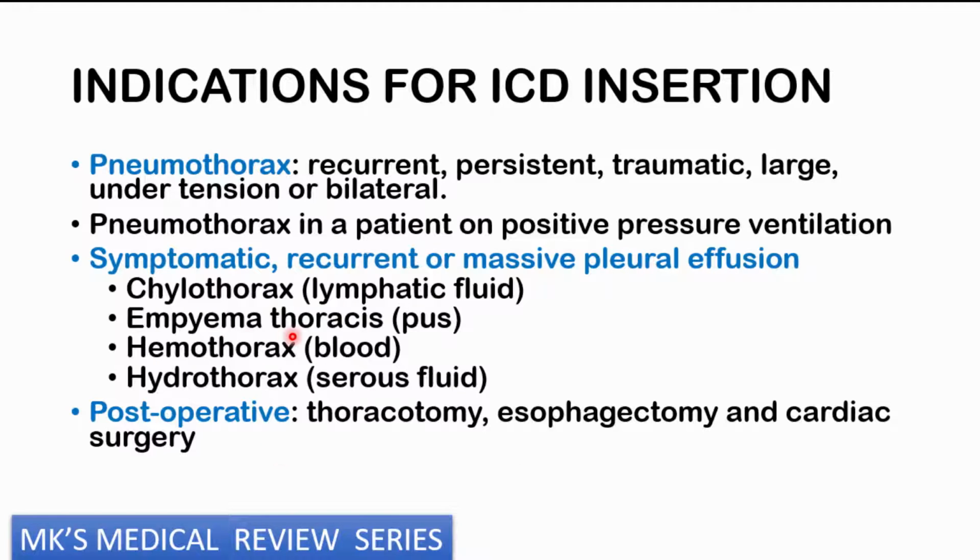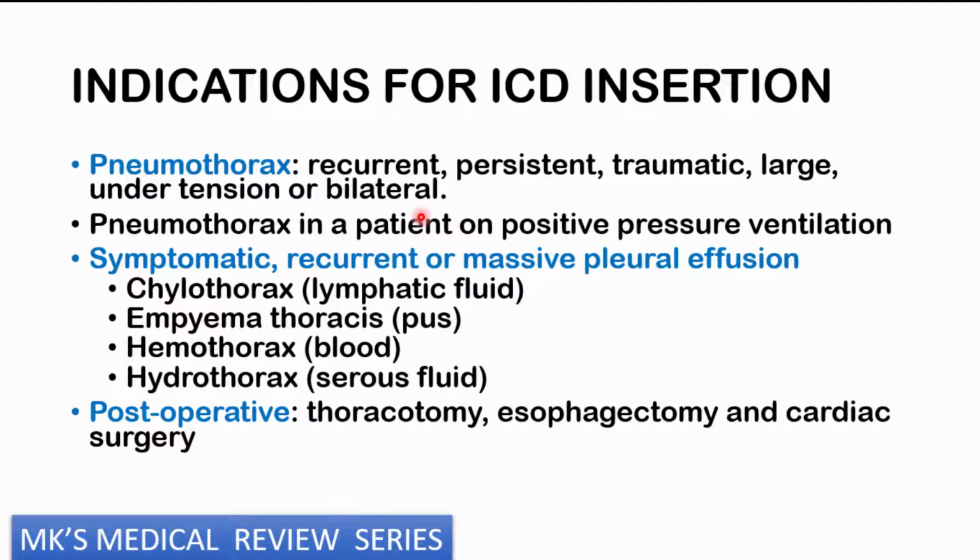So some indications for ICD insertion include pneumothorax. Of course, this should be recurrent. It should be persistent. It could be due to traumatic causes. It could be due to a large, even tension pneumothorax, and if the pneumothorax is bilateral, or if you have a patient that's on positive pressure ventilation and they develop a pneumothorax, that would be an indication for an ICD insertion.